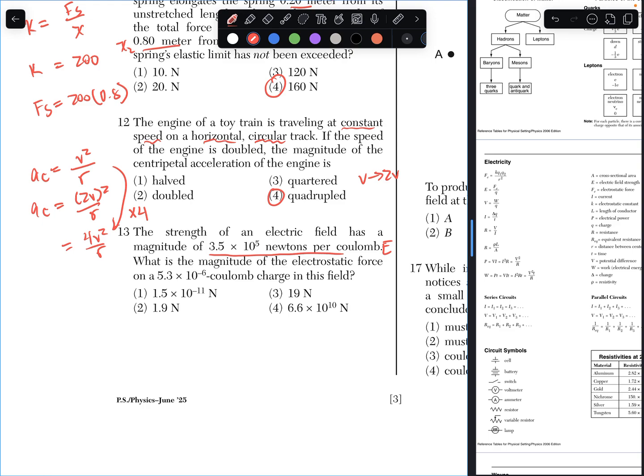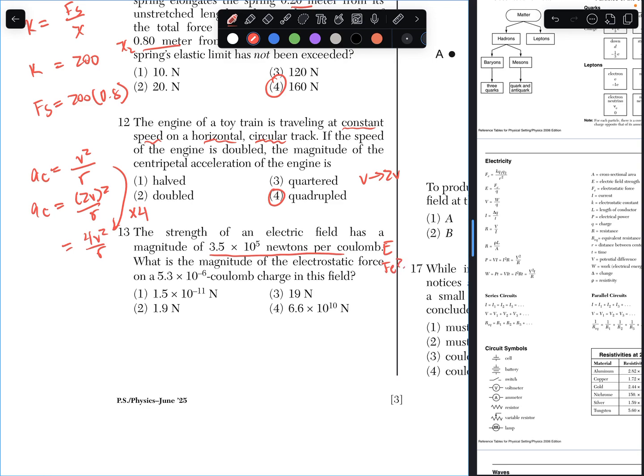And then what is the magnitude of the electrostatic force? So this is what I'm being asked for, Fe, on a 5.3 times 10 to the negative 6 coulomb charge in this field. So this would be my charge, which is q. And we can see which equation relates those three quantities. E is equal to Fe over q, and I'm solving for Fe here. So Fe is equal to E times q.